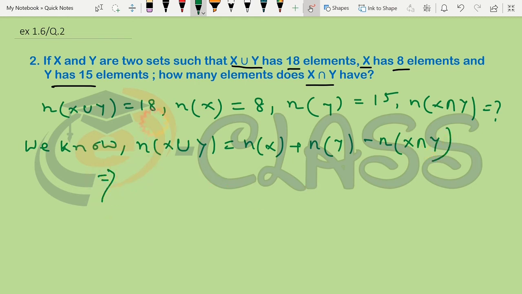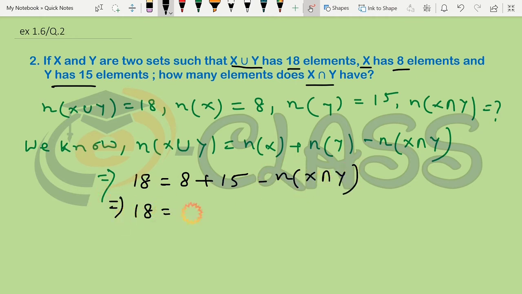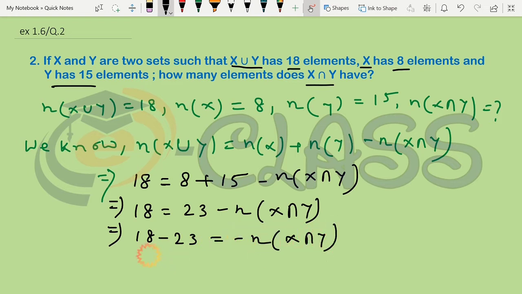So this implies 18 equals 8 plus 15 minus n of X intersection Y. Now 18 equals 23 minus n of X intersection Y. So 18 minus 23 equals minus n of X intersection Y. Now we get n of X intersection Y equals 23 minus 18, which is 5. So this is the answer.